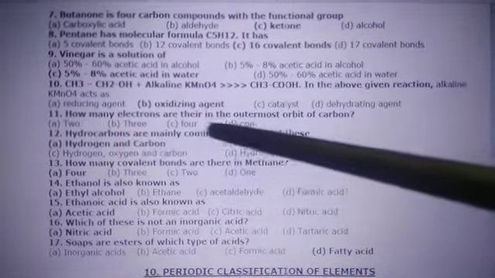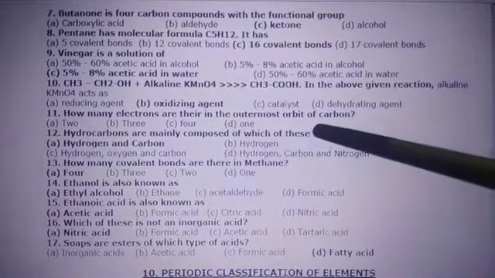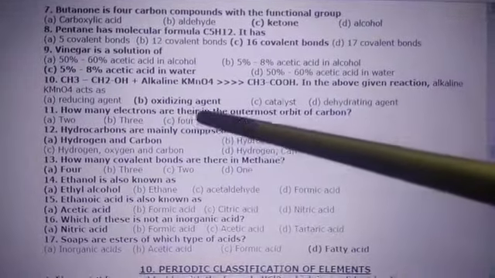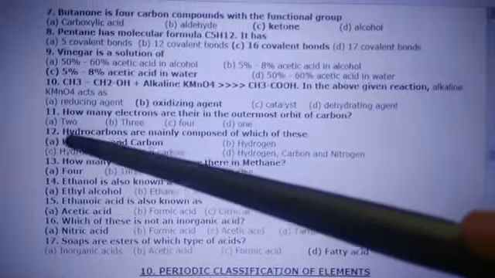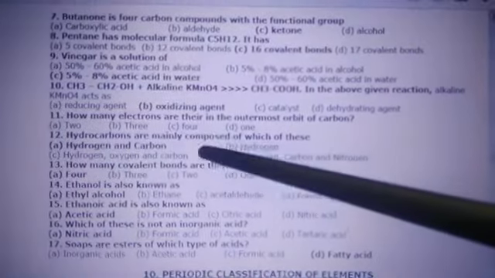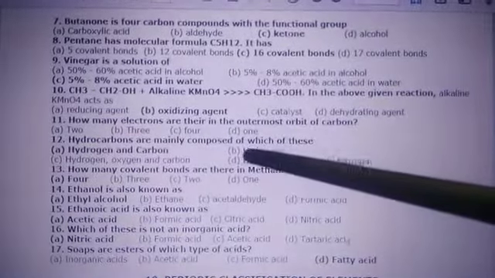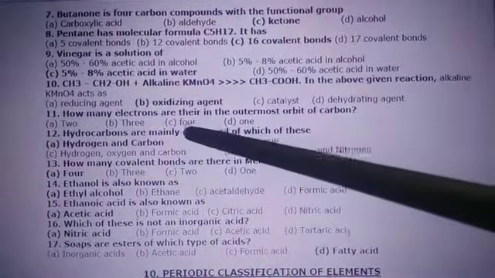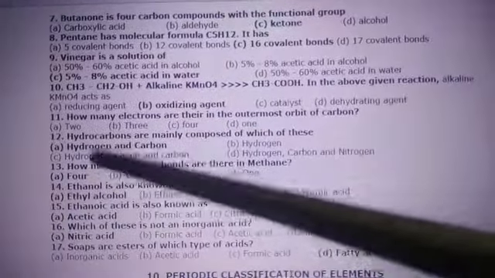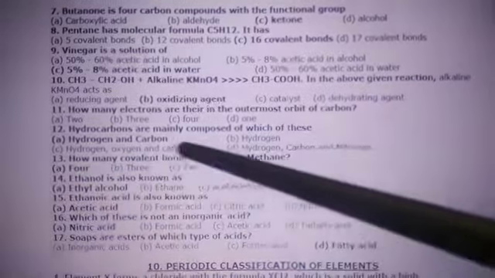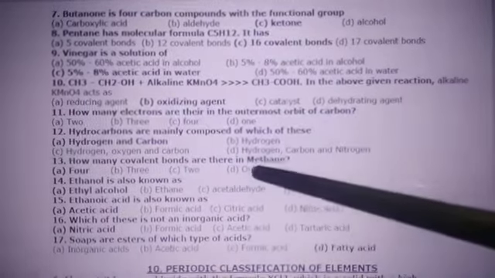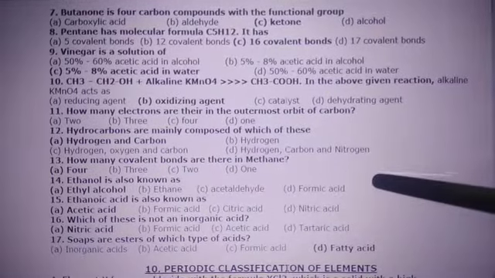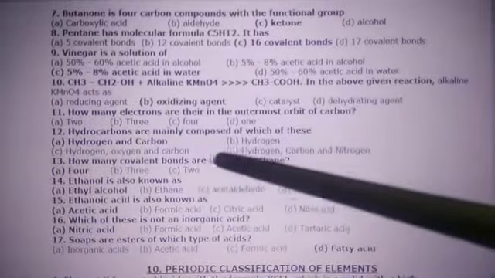11th, how many electrons are there in the outermost orbit of carbon? There is a spelling mistake in the word 'there'. A, 2, B, 3, C, 4, D, 1. The answer is C, 4. 12th one. Hydrocarbons are mainly composed of which of these? A. Hydrogen and carbon. B. Hydrogen. C. Hydrogen, oxygen and carbon. D. Hydrogen, carbon and nitrogen. The answer is A. Hydrogen and carbon.